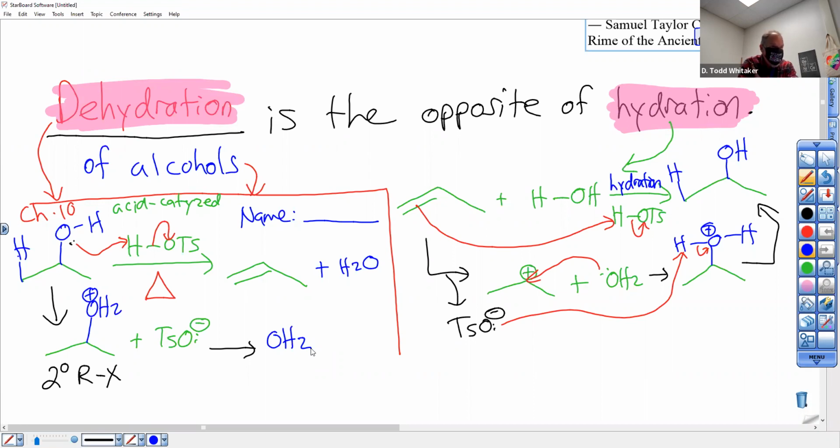Forget you know anything of elimination from Chapter 9. Forget it. This is a whole new ballgame. In the alcohol chapter, you first have to make the OH into a good leaving group. That's totally different than Chapter 9, where the leaving groups were already there. All bets are off now.